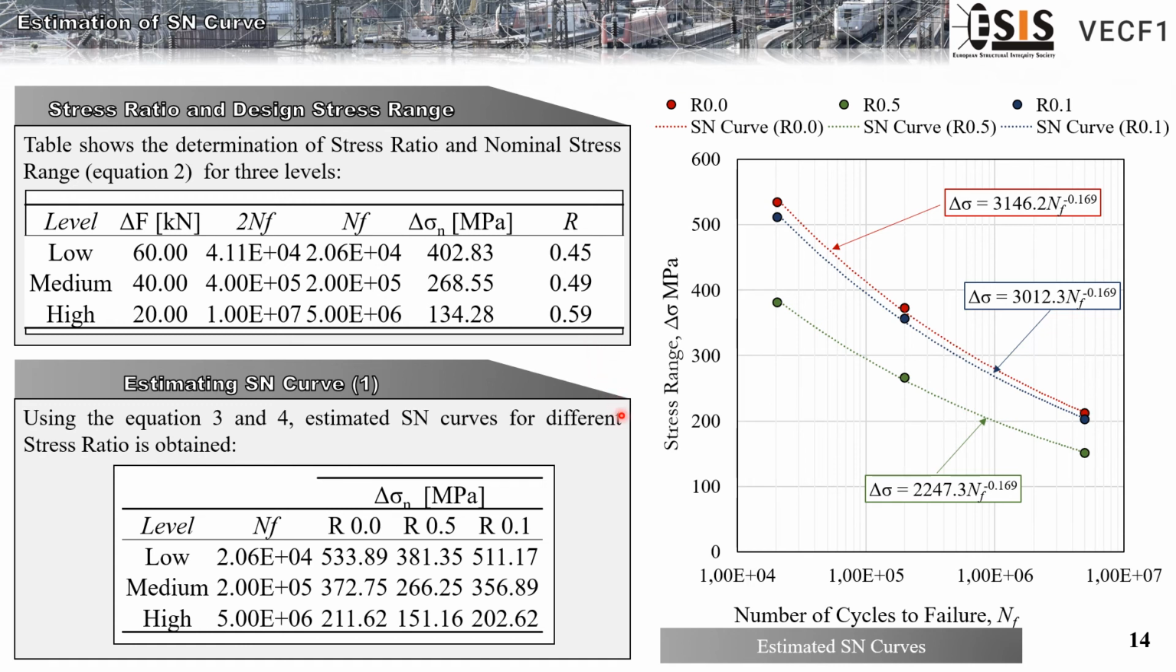Then we need to use equations 3 and 4 to estimate the Haigh curves for the same stress ratios. So by using those equations, we can obtain this data, and we can draw this graph for stress ratios 0.5, 0.1, and 0.0.